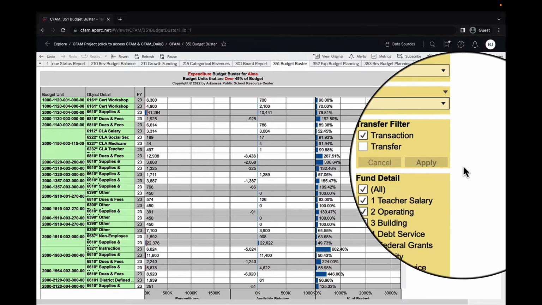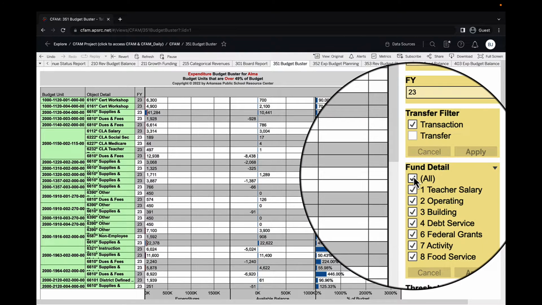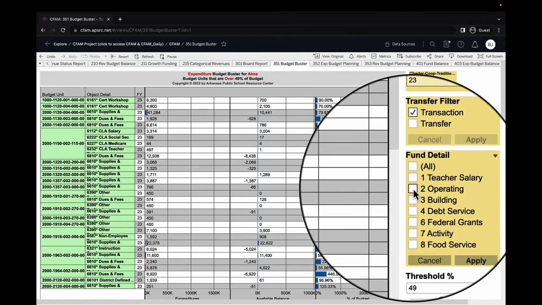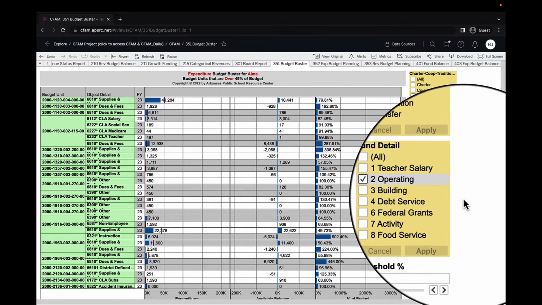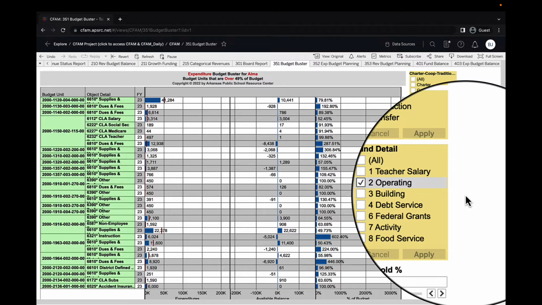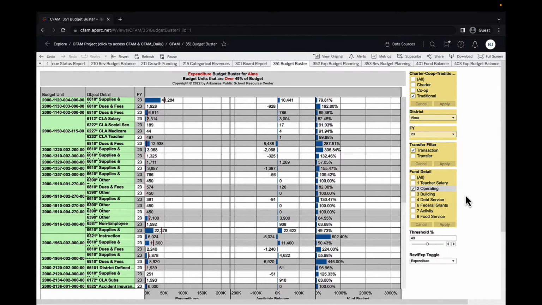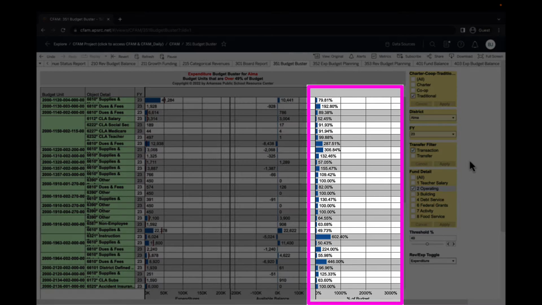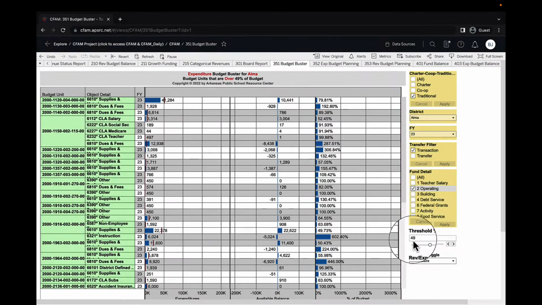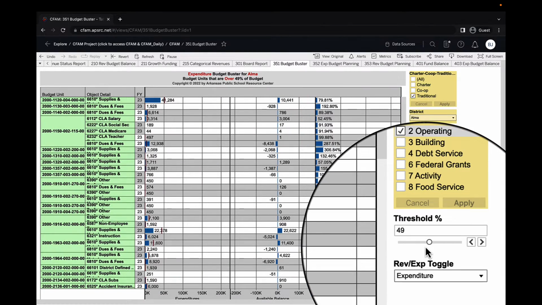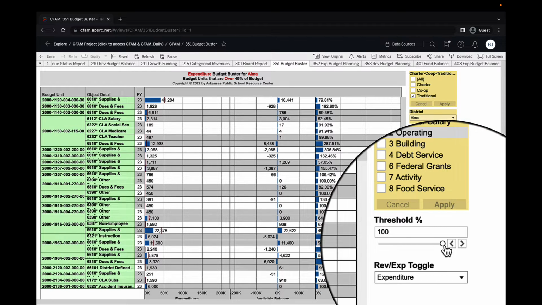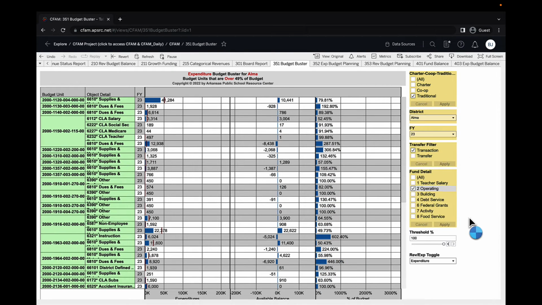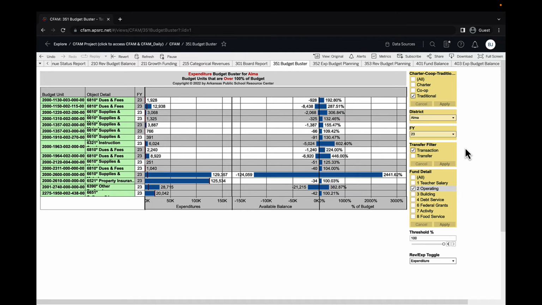You can also filter down to a specific fund. You might want to work with just the operating fund for a while, and so you can select the operating and deselect all the others and see the items that have gone over, in my case, 49% of the budget. Toward the end of the year, you may want to set it up to 100% or something thereabouts. Once it calculates, a year that's not complete is going to be a much shorter list.